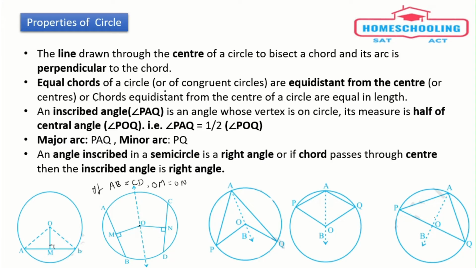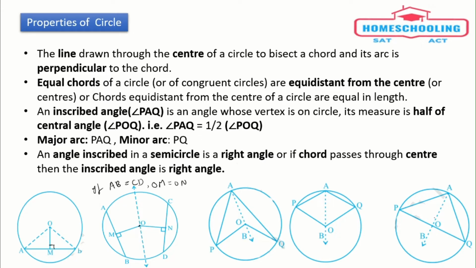Now, and the vice versa would also be possible. Okay, now an inscribed angle: any angle that is on the circle is called an inscribed angle, and any angle that is at the center O is called a central angle.